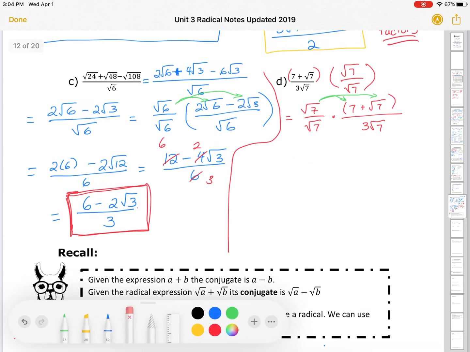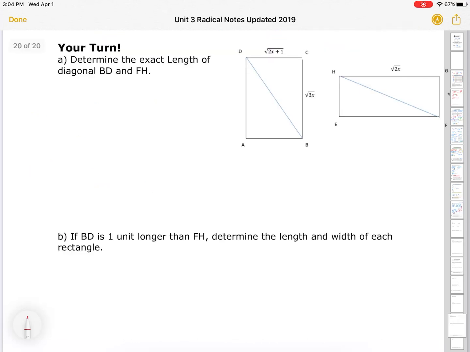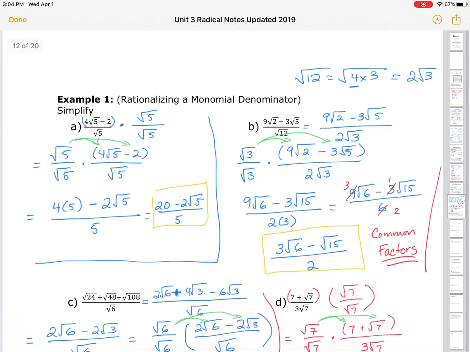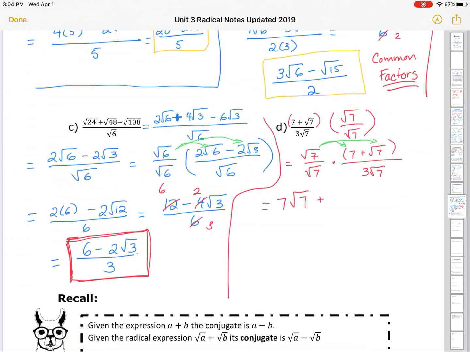Oops, I forgot to change my color. My apologies, guys. You tap something lightly and it flips. So let's go back to this. So root 7 times 7 is 7 root 7. Root 7 times root 7 is 7. All over, and on the bottom, I'm going to get 3 times 7.